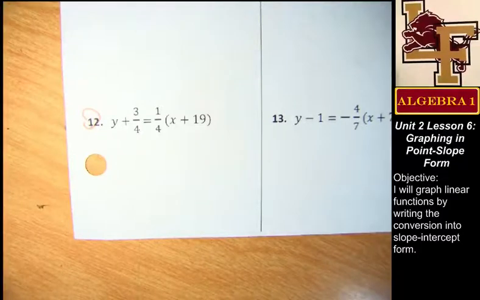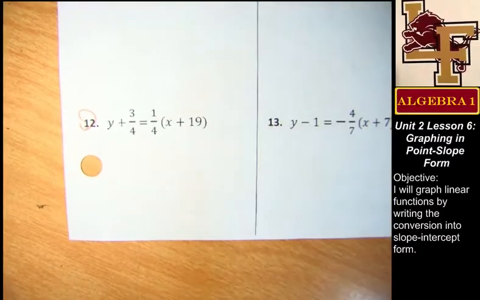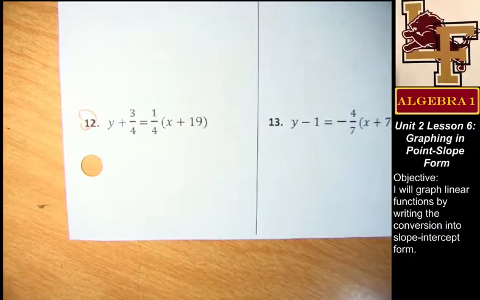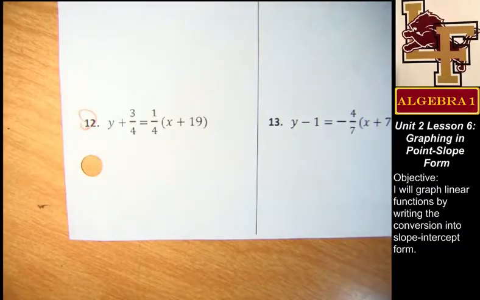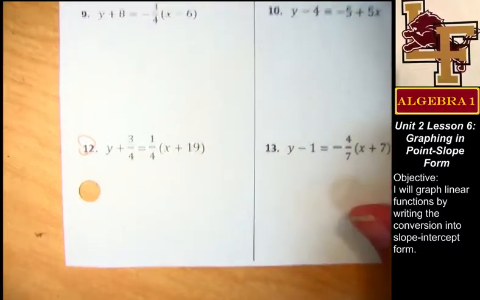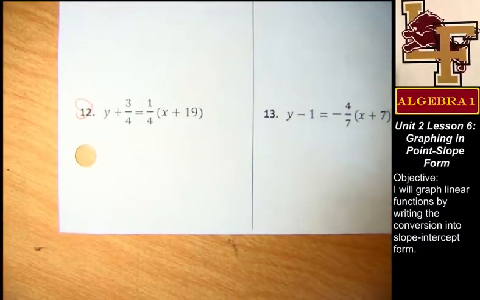Welcome back. We're looking at daily work for 2-6, and we're looking at number 12. The process remains the same. I see parentheses, I need to get rid of them with distribution, and then I'm going to get y by itself. What makes this one challenging is that there's fractions.